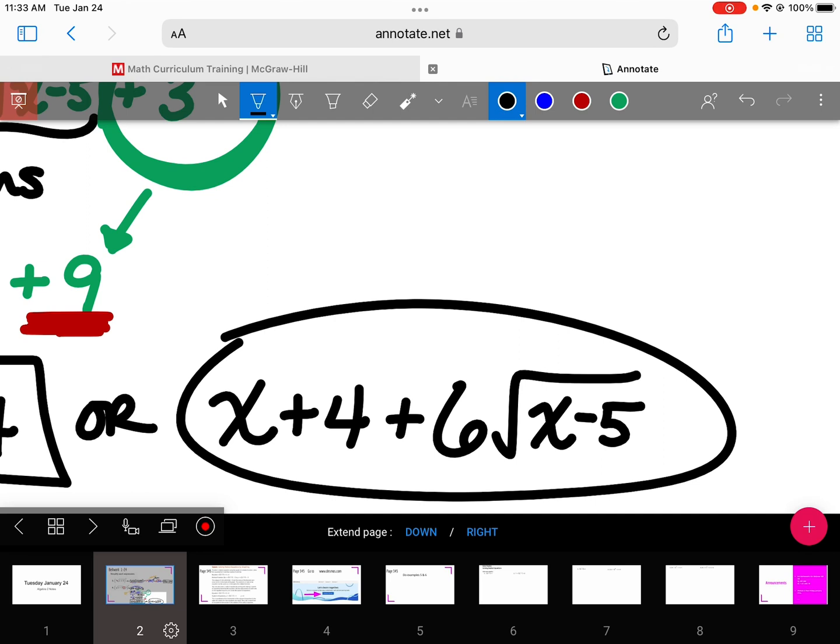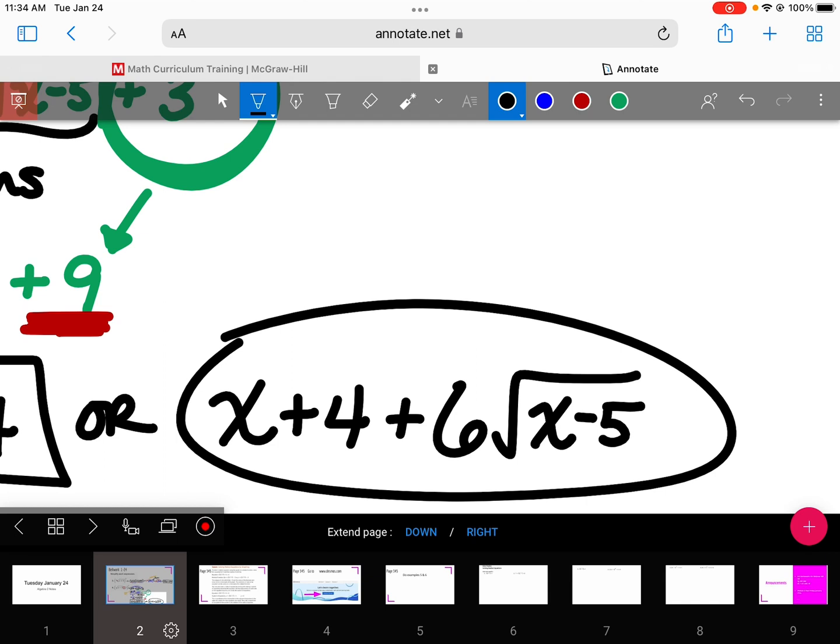Question. What if I'd had these two graphs? If I graphed the left side and I graphed the right side, and this is what I saw, what would my solution be? No solution. Why no solution? Because they're not touching each other at all. They're not ever crossing.